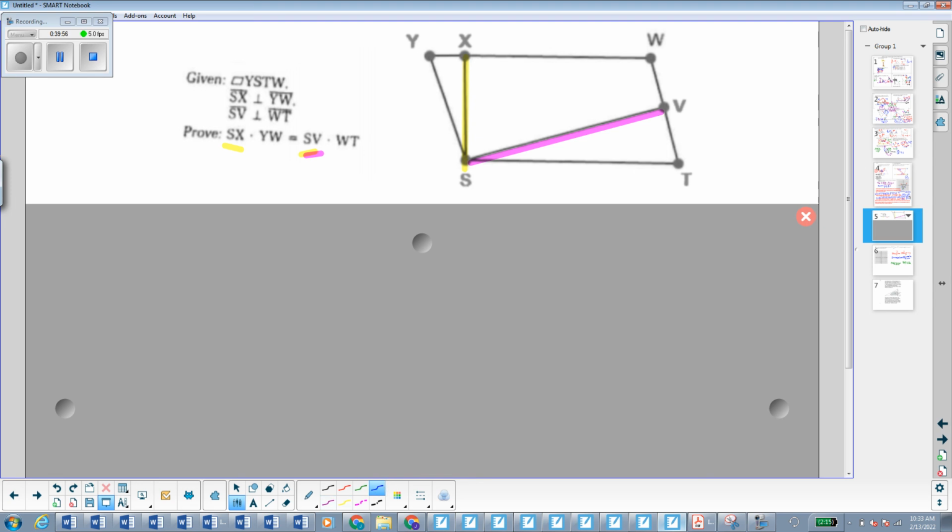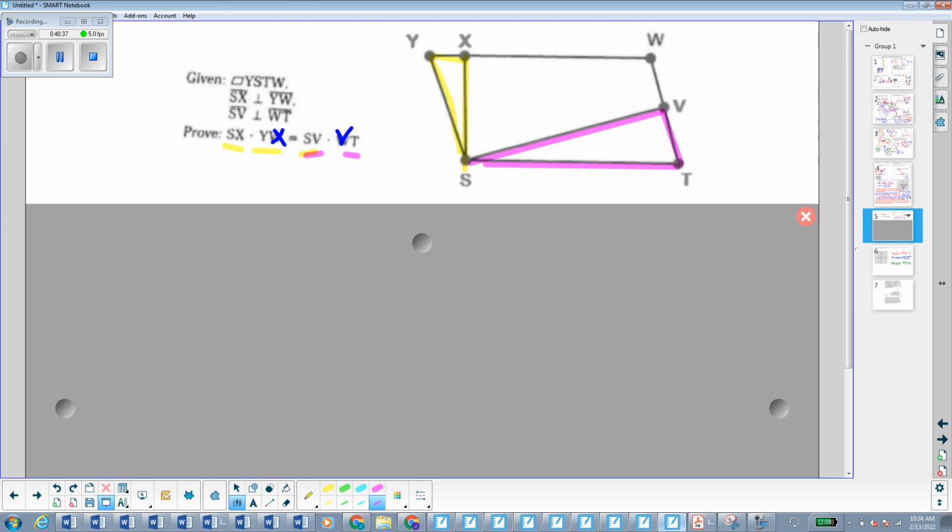So I'm just going to change this to YX, because that is a side from the yellow triangle. So we're focusing on this yellow triangle over here. And I'm just going to change WT. I want the corresponding side to XY. So I'm just going to change it to VT. And then that should be all good. Let me highlight VT. That's right over here. So that tells us that this pink triangle is the second triangle that we are focusing on.